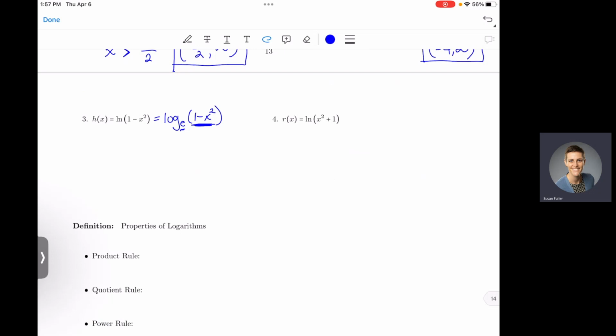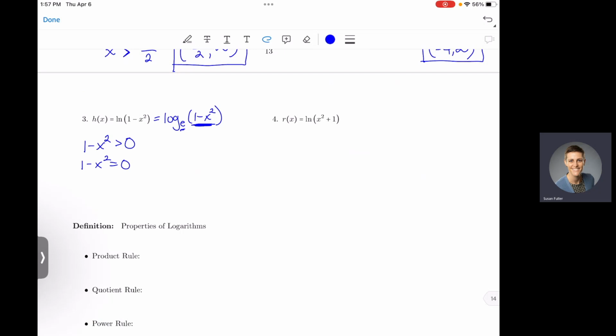So to find our domain, we're going to take our stuff and we're going to set it greater than 0. Now, to solve this inequality, this is a quadratic inequality. And so to solve a quadratic inequality, we are going to solve the equation, put those values on a number line, and test our values.